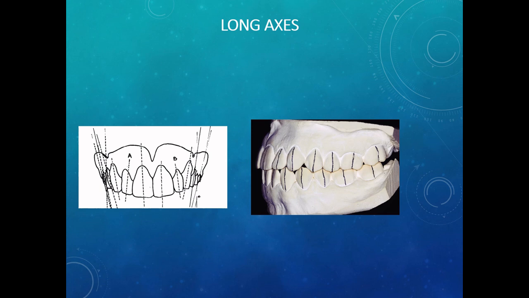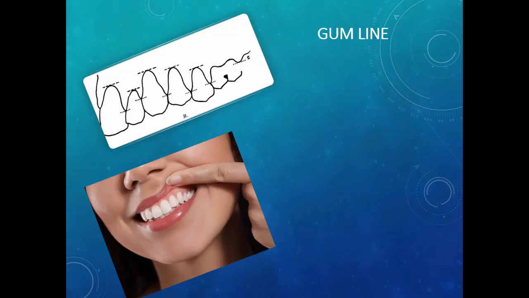Coming to the gum lines, so these gum lines are at the cervical ends of the teeth and they should vary in height, and there are certain acceptable rules for the placement of the gum lines.